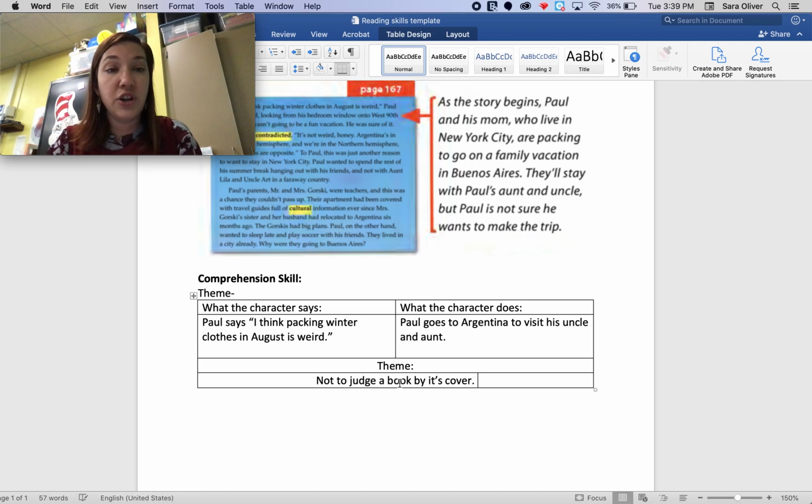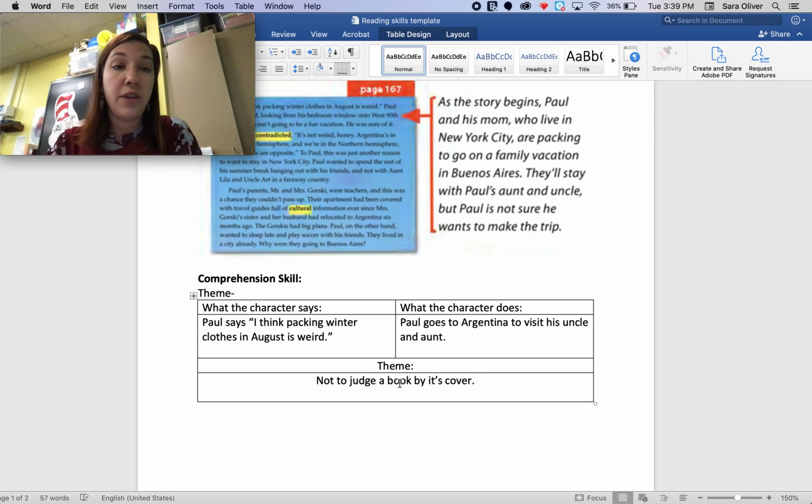He judged Argentina before he gave it a try, and then he actually ended up really, really liking it. Another theme that we might want to say is keeping an open mind can lead to fun. So if he would have gone into the same trip being like, yeah, we'll see what it's like, I'll give it a try, he would have warmed up to Argentina faster than he did in our story.